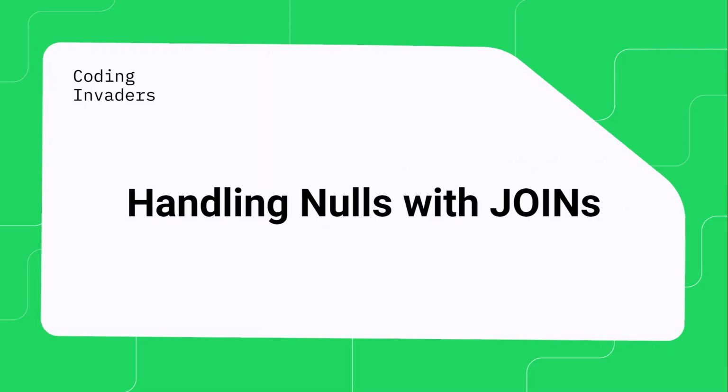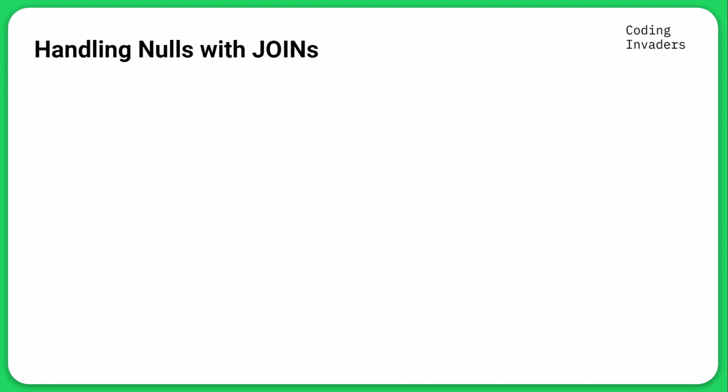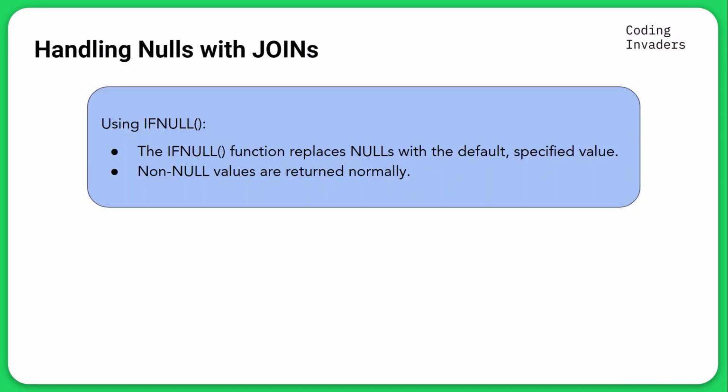In this lesson, we are going to see how to handle null values with joins. We will cover two main methods. First, using if-null. The if-null function replaces nulls with the default specified value. Non-null values are returned normally.